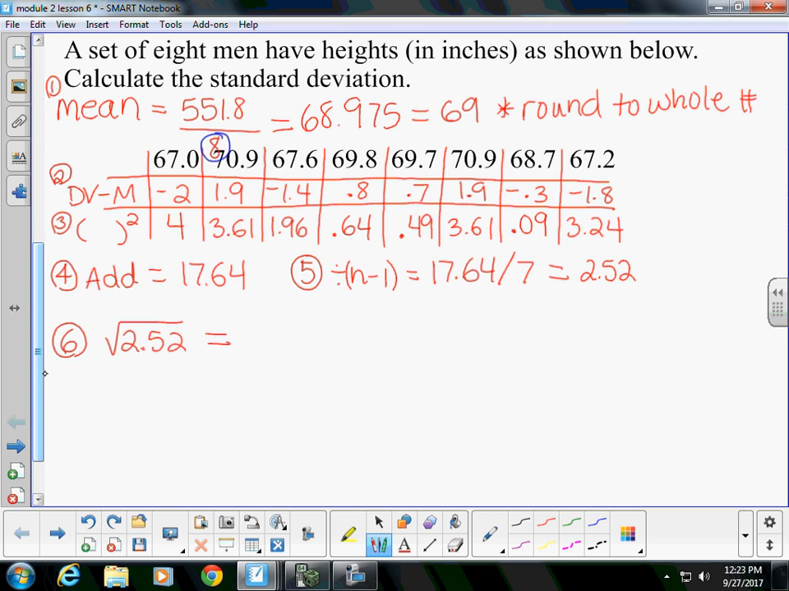Remember, to square root, you need the second key and the x squared key. And I got 1.58. And that's my standard deviation. That's a pretty small standard deviation, about 1.5 away from the mean, which the mean was 68.9 or approximately 69. Okay, so that answer is pretty small.